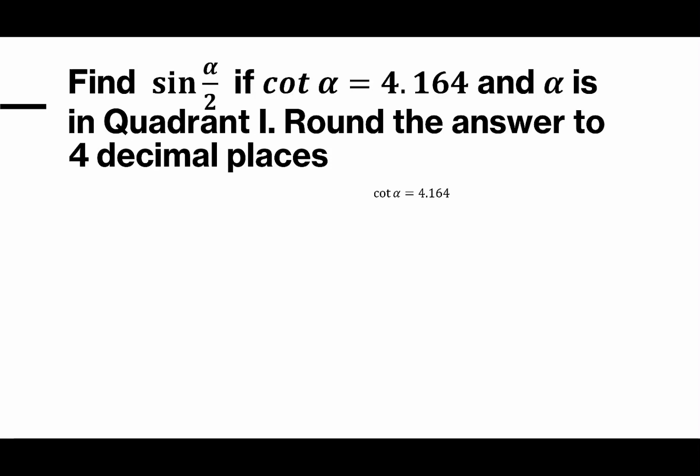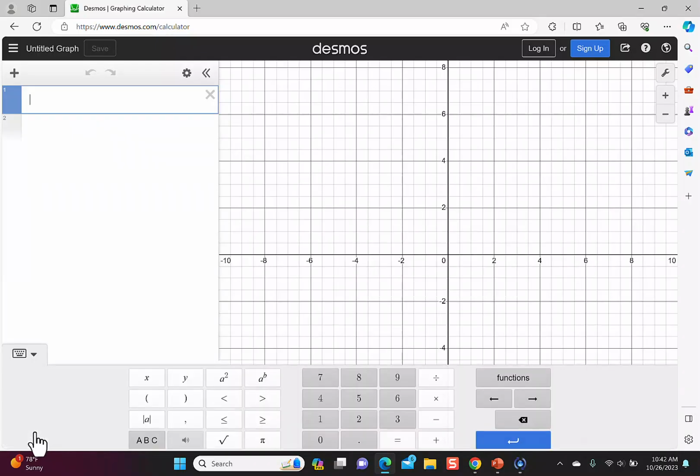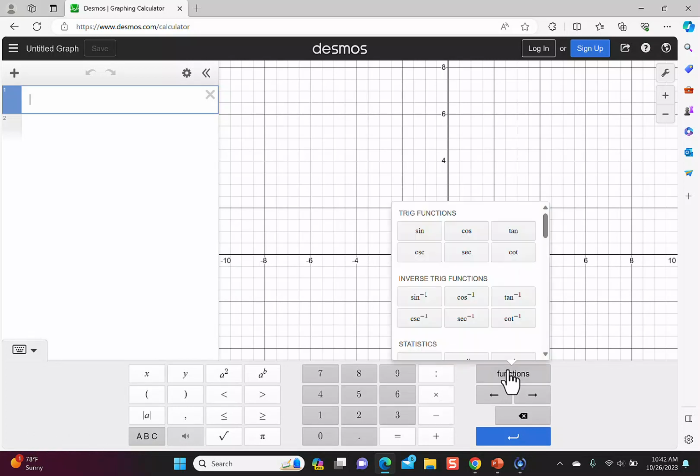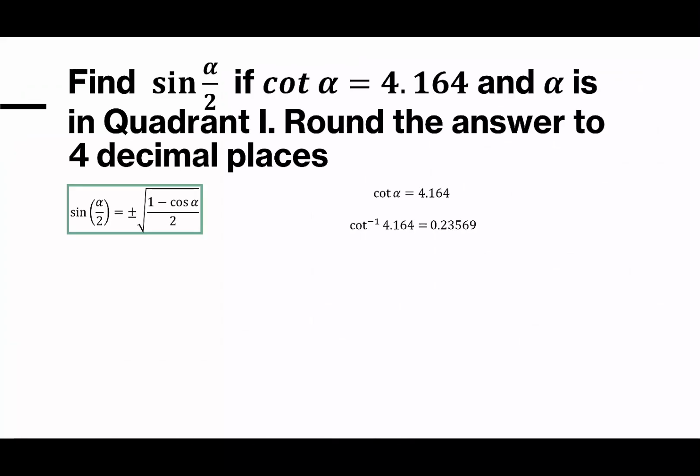To find alpha, I'm going to use the cotan inverse. To find the inverse, I'm going to jump into Desmos, open the keyboard, go to the functions, and in the inverse trig functions, I'm going to select cotan inverse. I'll put in 4.164, and it says our value is 0.23569.